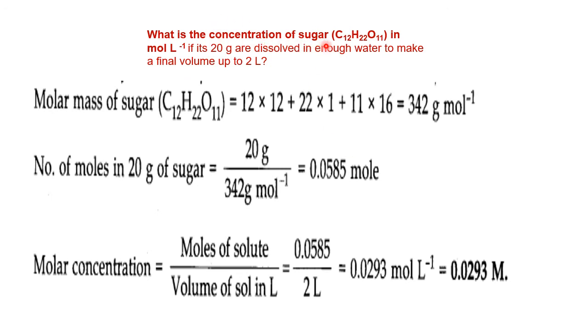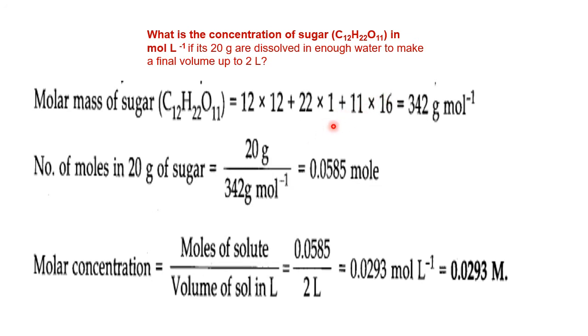What is the concentration of sugar in moles per liter if 20 gram is dissolved in enough water to make a final volume up to 2 liters? Sugar formula is C12H22O11. It is sucrose. Now let us calculate the molar mass. So 12 into 12 plus 22 into 1 plus 11 into 16. Gram atomic masses are given, or we have to practice some common elements and their atomic masses. Carbon we know, hydrogen we know, and oxygen we know. If it is uncommon, it will be given in the examination.